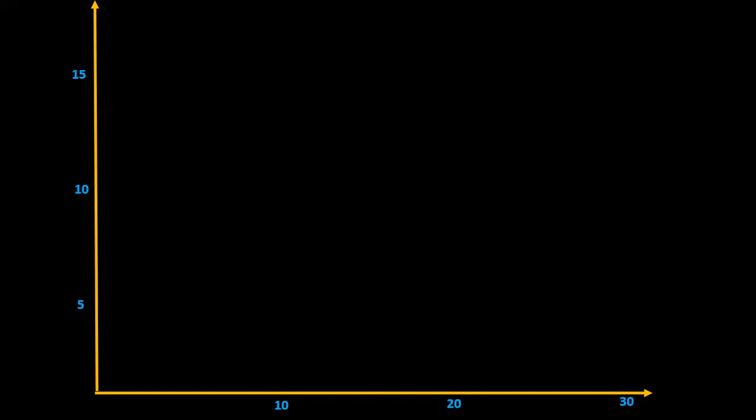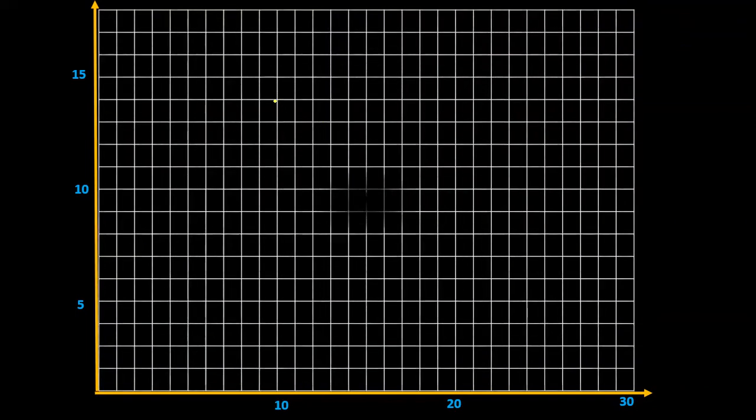So how to go about it? First of all, imagine this is a graph. I'm going to mark some points based on this x-axis and y-axis, just like in a graph. I have marked some points here: this is point 1, 2, 3, 4, 5, 6. Now I am joining these with the help of a straight line.